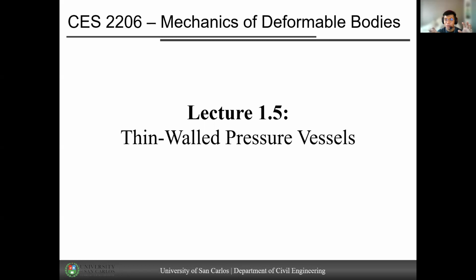Especially when you are trying to create the support for your water tank at home. You have a stand for the water tank, right? So it's not just casually created, it's calculated, because if the tank is full, it creates pressure on your supporting structure as well. So that's the importance of this topic, thin-walled pressure vessels. Try to appreciate it as much as you can.